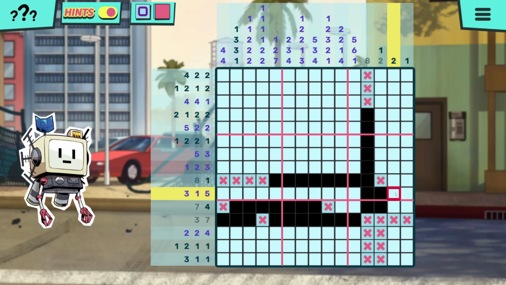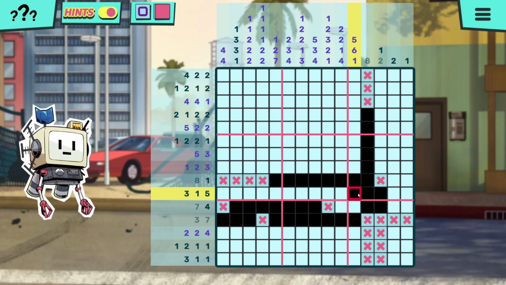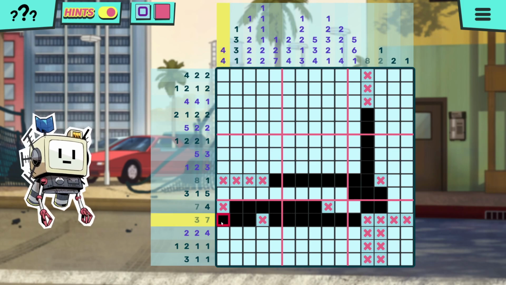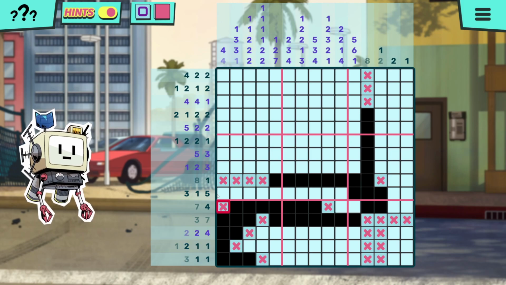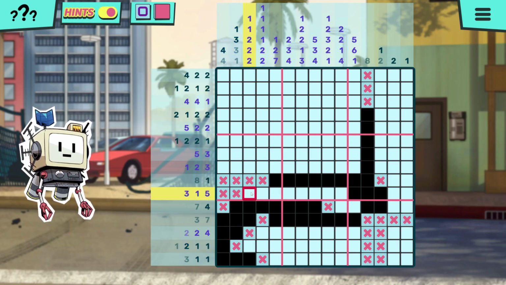We know that 1, 2, 3, 4, 5. That's the best we can do. Here, we know that's a 4. That's a 3. A 1 and a 2. We know that's a 3, which means we don't need to know that.